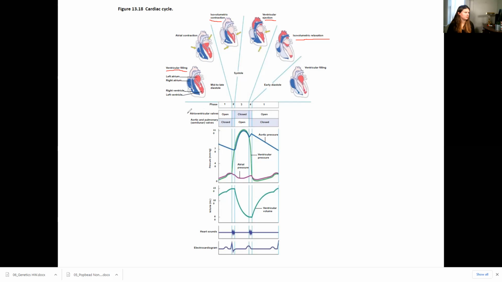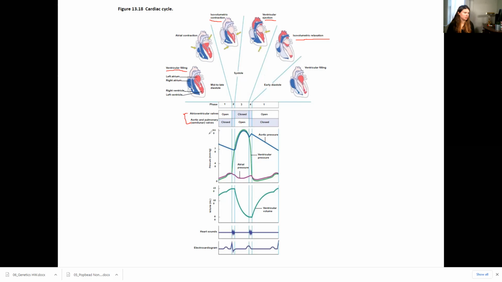It shows us the state of the valves here in this portion. So it tells us the AV valves are open during ventricular filling. They close for the rest of the cardiac cycle. Our aortic and pulmonary valves, those are semilunar valves, are initially closed. Then they open because they're in the arteries during ventricular ejection. So that's when we're actually letting blood leave into those arteries, and then they close again.